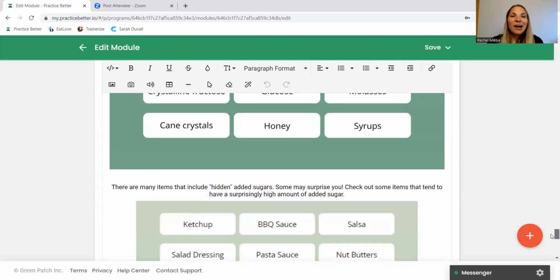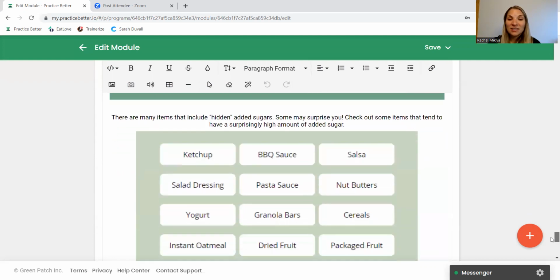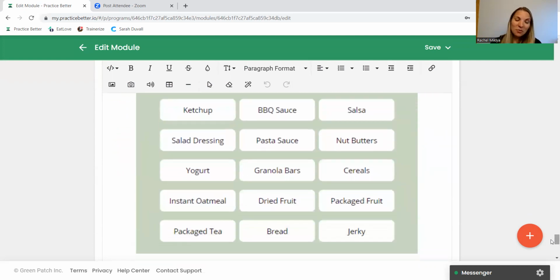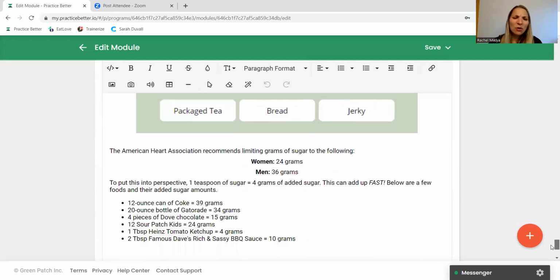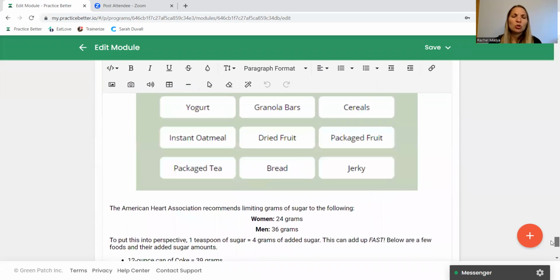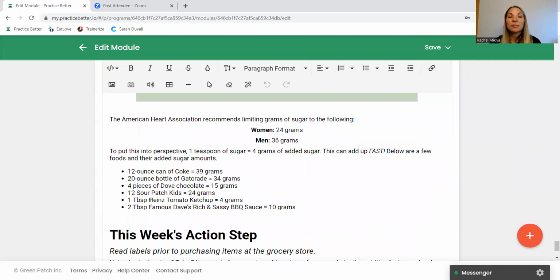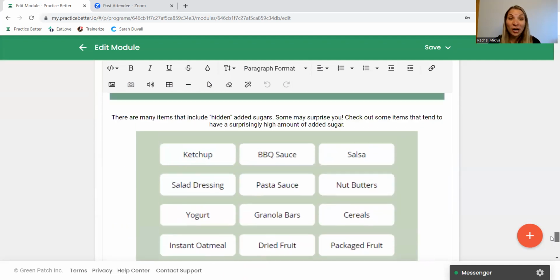Now, also, there are many items that we consume that have hidden added sugars in them that you may not think actually have a lot of sugar in them. A lot of these are condiments, okay? So you may be surprised to hear that ketchup actually has a lot of sugar in it. A tablespoon of Heinz tomato ketchup is 4 grams of added sugar.